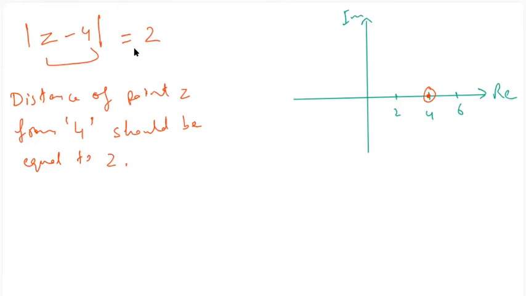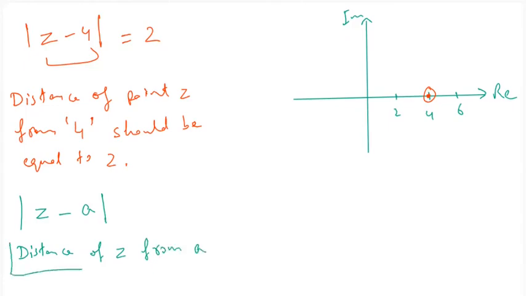ये right side पे 2 है, यानी distance of point Z from 4. तो इससे हमें एक जनरल बात पता चलती है. If you have anything like this, Z minus something, Z minus another complex number, whatever that is, इसका मतलब क्या होता है इस नोटेशन का? It means distance of Z from A. तो ये आपको इस नोटेशन का मतलब पता होना चाहिए, distance of Z from this other point. ठीक है, अब राइट साइड में जो भी हो इक्वल टू है, उसका मतलब क्या होगा? इस 4 पॉइंट से आपका डिस्टेंस इक्वल टू 2 होना चाहिए.